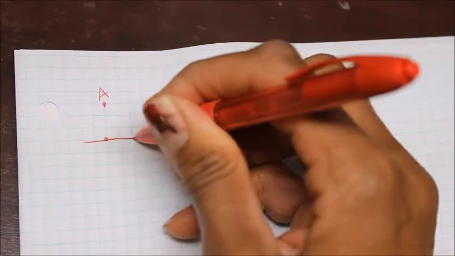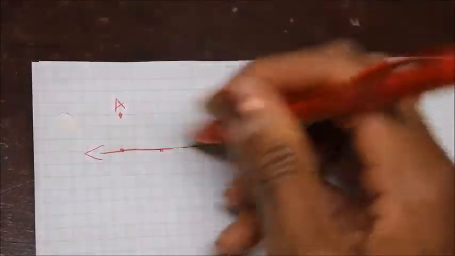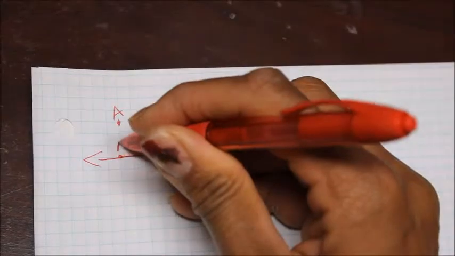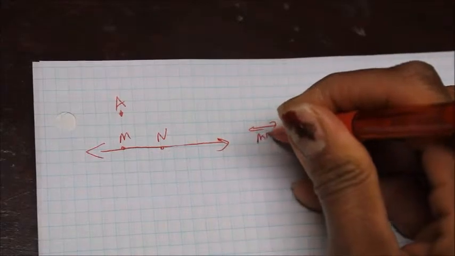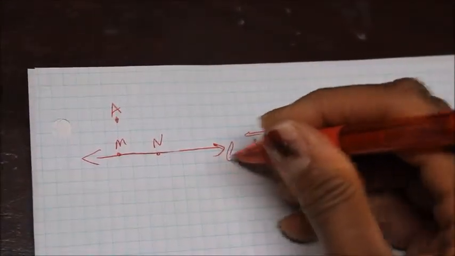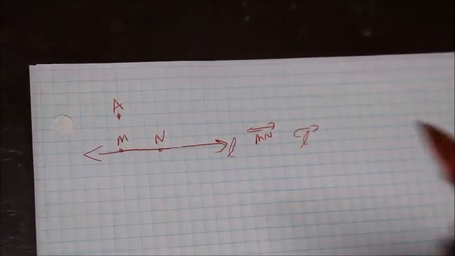So we have a point that has 0 dimension. We usually use capital letters to represent the names of a point. We have a line that has 1 dimension. It's a set of all points that go in either direction. We usually use 2 points, any 2 points on the line, to represent that name, and we'll call it line MN. Or you can use a lowercase letter like L to represent that name.